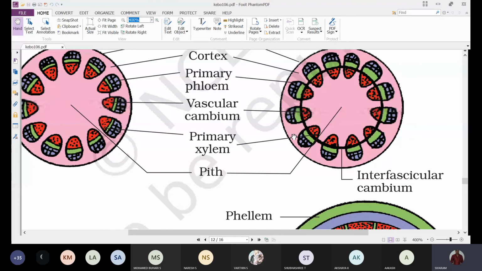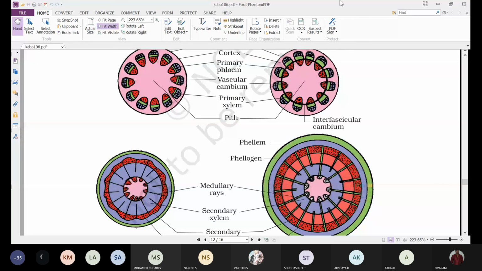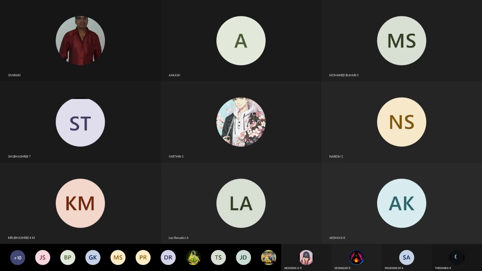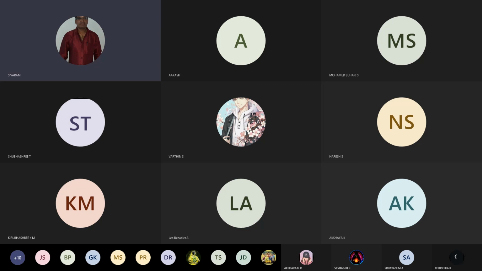What is the activity of this cambial ring? That we'll discuss in the next class. Up to now, does anybody have any doubt?